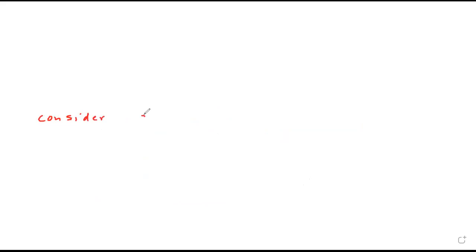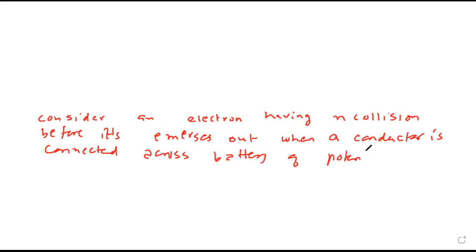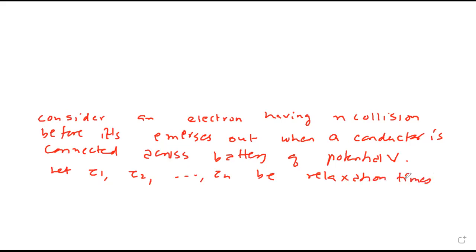Consider an electron having n collisions before it emerges out when a conductor is connected across a battery of potential. Let tau 1, tau 2 up to tau n be the relaxation times during n collisions.